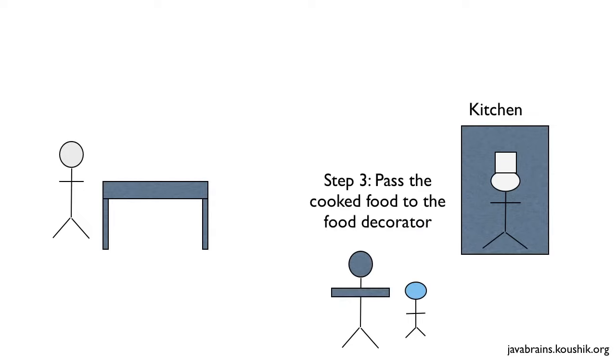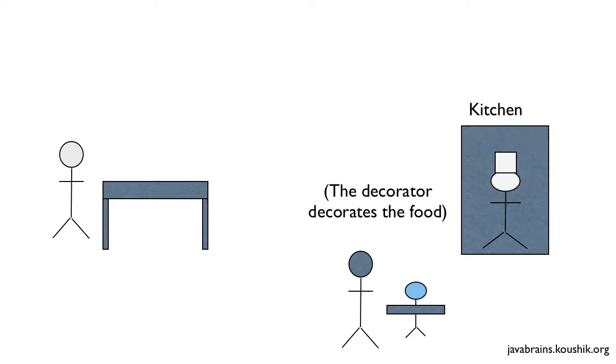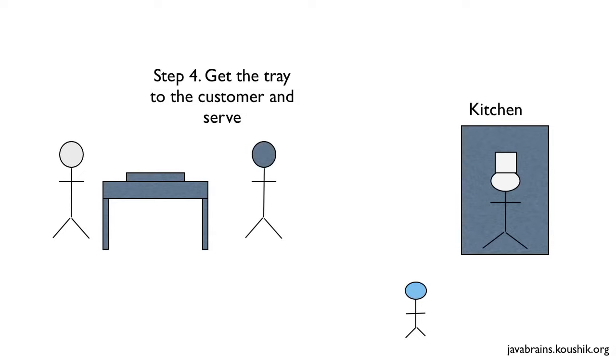And then step 3, instead of decorating the food himself, the stickman passes the cooked food to the food decorator. He's a new employee who specializes in decorating the food. So the stickman passes the food to that person. The decorator decorates the food, and then our stickman gets the tray and hands it back to the customer. Now this is a drastic improvement from our first situation where our stickman did all the work himself.